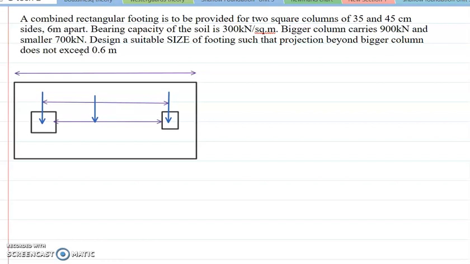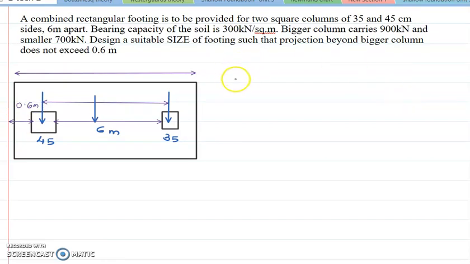Now over here what you are required to do is mark all these values. What will be the out to out dimension, what will be the center to center dimension, the in to in dimension is given to you, right? This is the smaller column and this is the bigger column. What else is given to you is that you are also told that the cantilever should not go more than 0.6 meters. This is told to you.